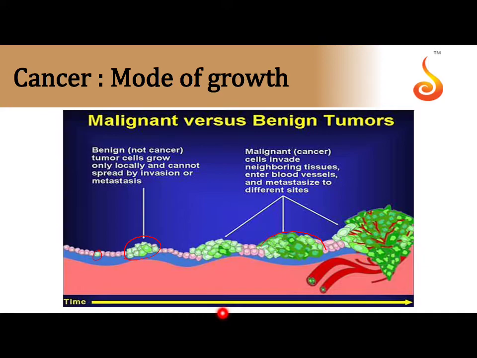Gradually, what happens? Blood capillaries get connected to this area, and this entire region could become, from a benign tumor, a malignant tumor. So, first of all, let us see why these cancer cells become tumorous. Now, there are certain properties of cancer cells. So, what are these properties?